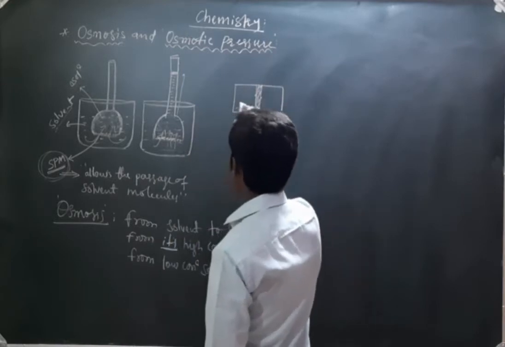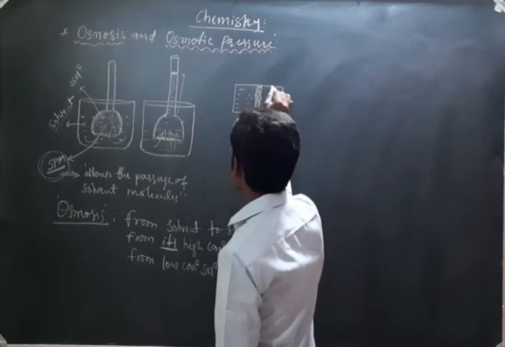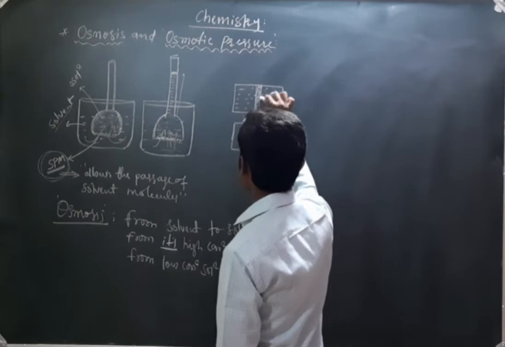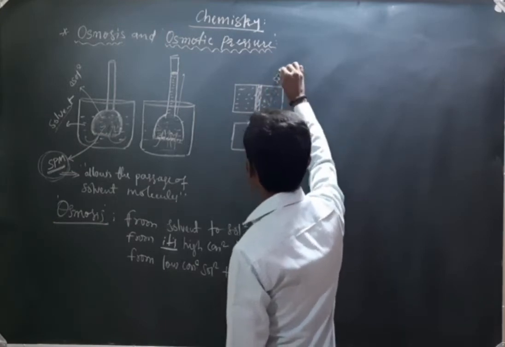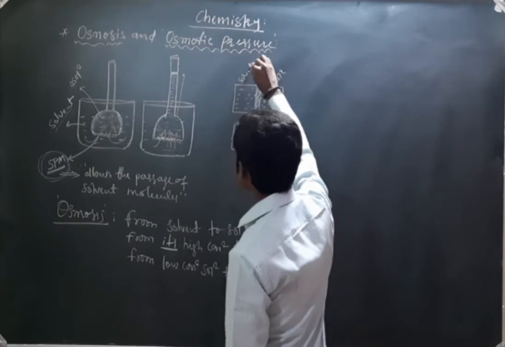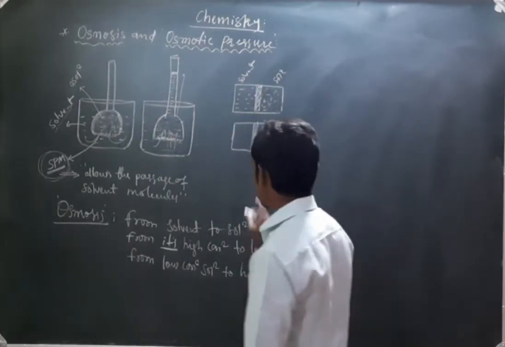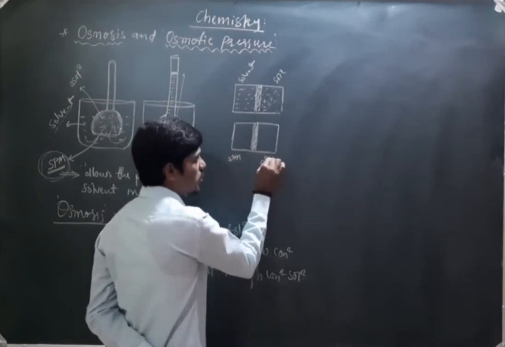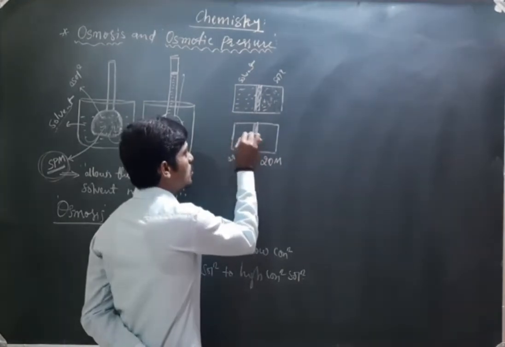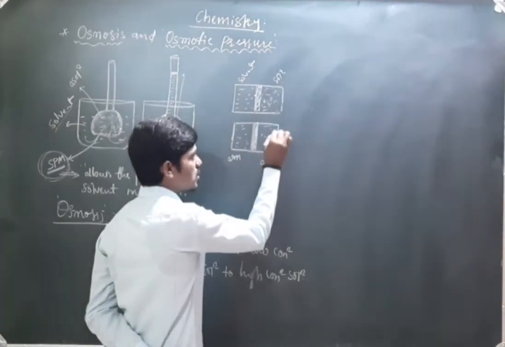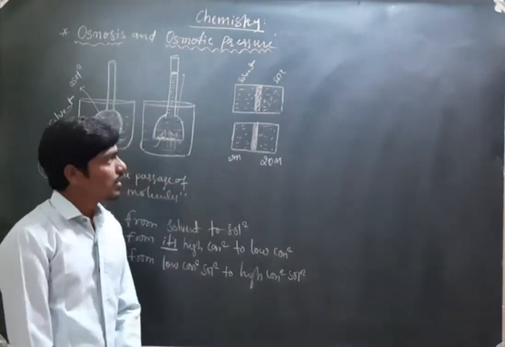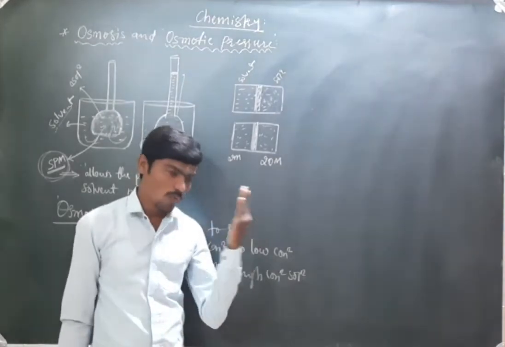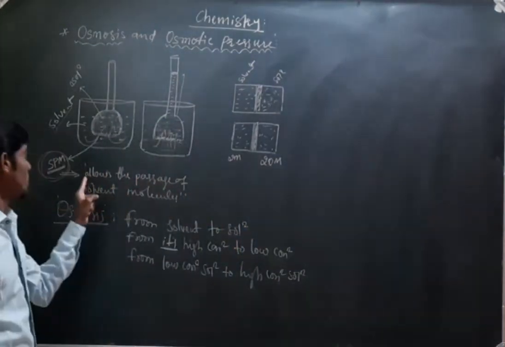In one case, I have taken pure solvent. In the second case, I have taken the solution. So here it is solvent and here it is solution. Assume that I have taken a 2 molar solution and a 20 molar solution. What is meant by osmosis? Osmosis is nothing but the movement of solvent molecules only.